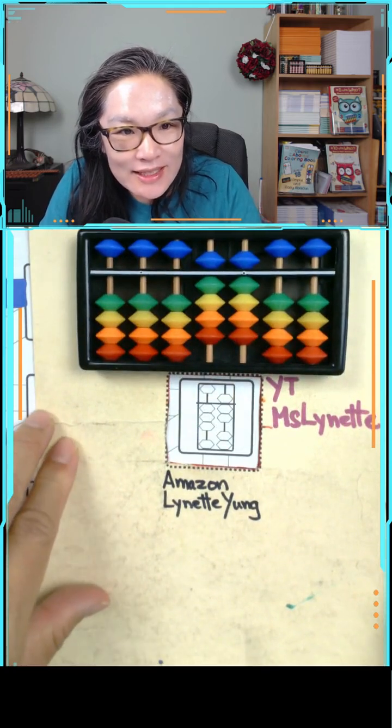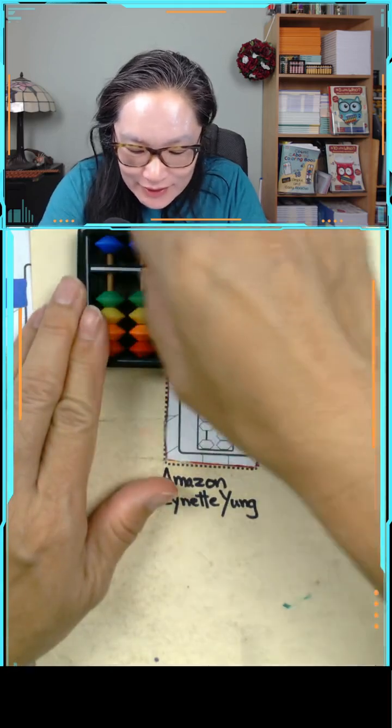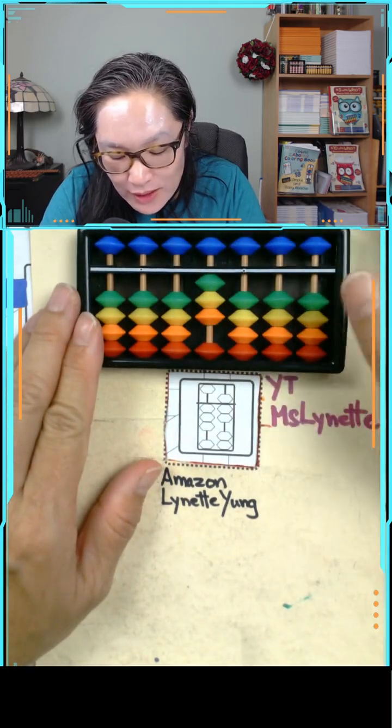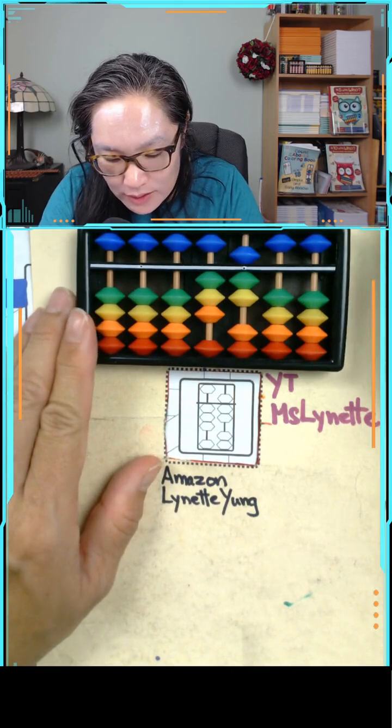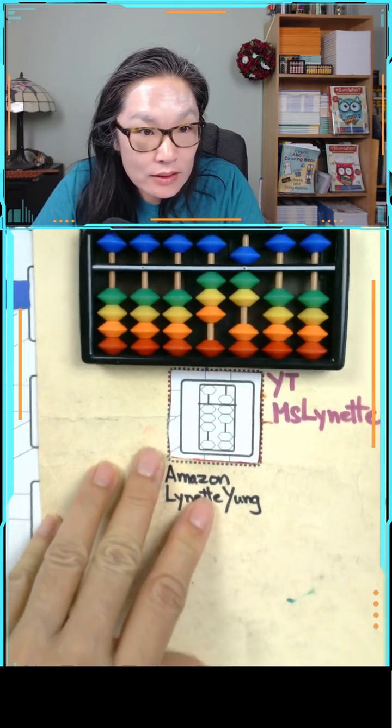Yes, Kyla, it is 99. Well done, well done. And so we have our next number. We have our tens and we have our ones. What number do we think that is?